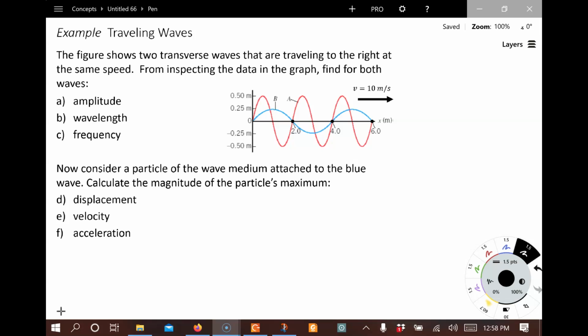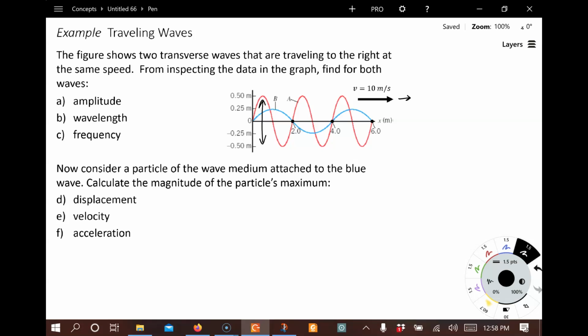So we have a graph here that shows two traveling waves, and they're transverse waves because the oscillation, look at the red one for example, is up and down. Meanwhile, the wave is traveling off towards the right, which is transverse or perpendicular to the oscillation of the medium up and down. Now, we should think of this as maybe like a wave on a rope, where the red object is the rope itself.